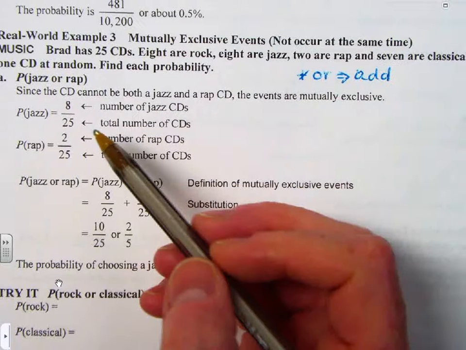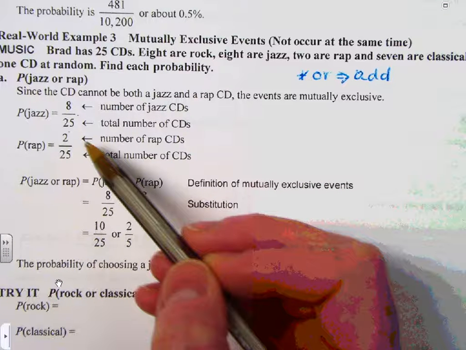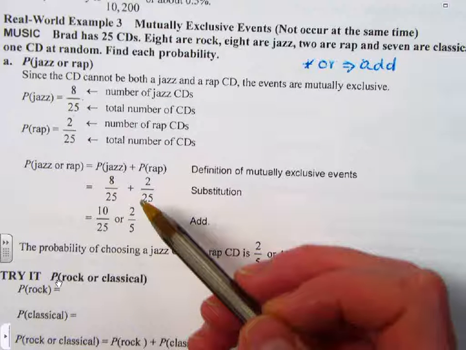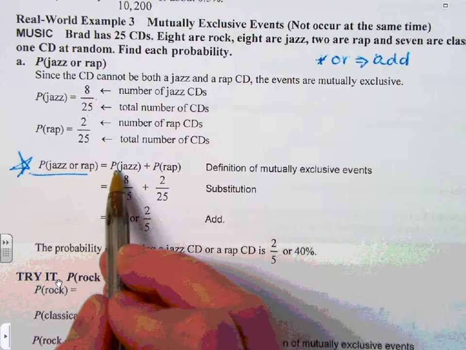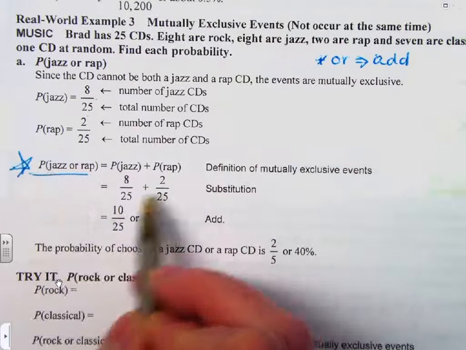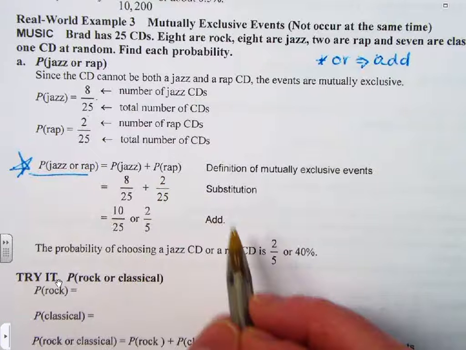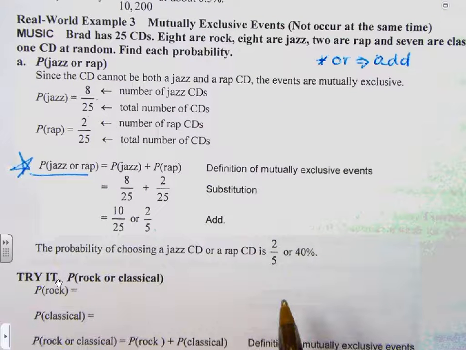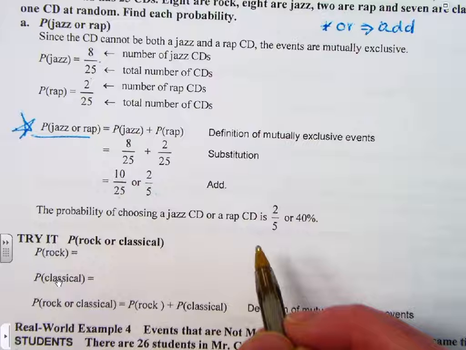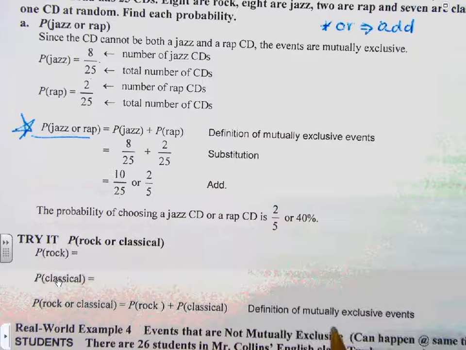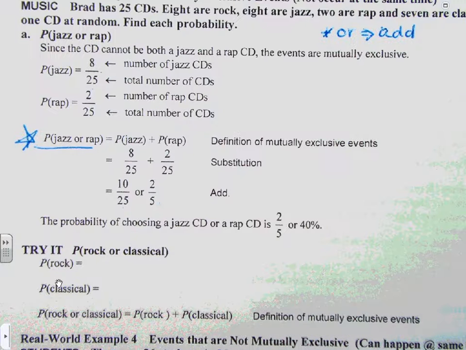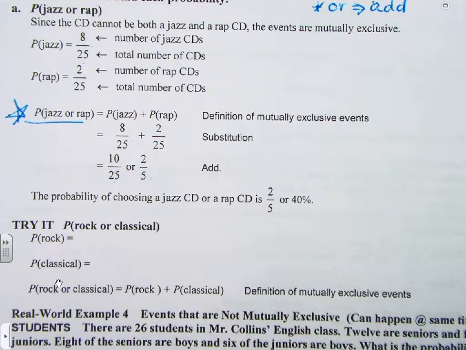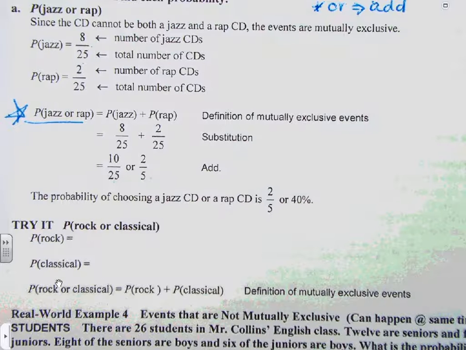So the probability of jazz, that's 8 CDs out of 25. The probability of rap was 2 CDs out of 25. And so you can see right here is where they kind of set it up. It's the probability of the jazz added to the probability of the rap. So 8 over 25 plus 2 over 25, we're talking 10 over 25. Divided by 5, it simplifies, and you get your 2 out of 5, which is the same as 40%. So the probability of him choosing a jazz CD or a rap CD is 40%. That one fairly straightforward? Okay.